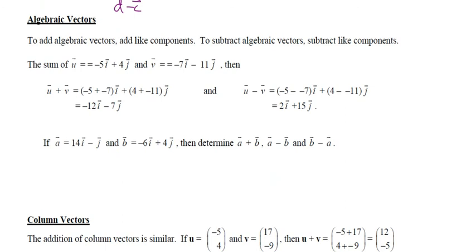Okay, thank God we get away from the drawings. We can do this algebraically. Yes. Algebraic vectors. To add algebraic vectors, you add like components. To subtract algebraic vectors, subtract like components. So the sum of u equals equal.